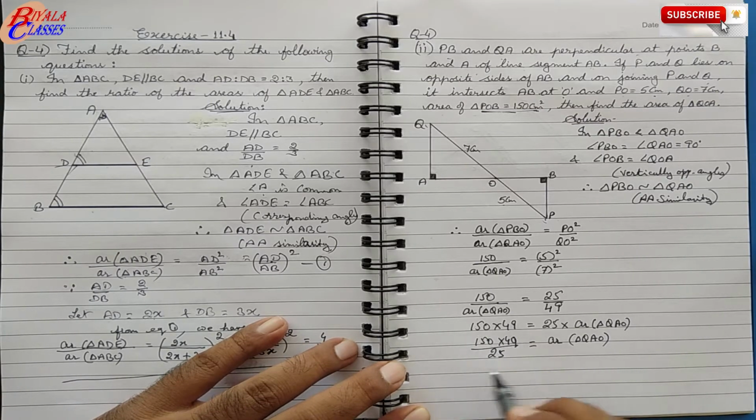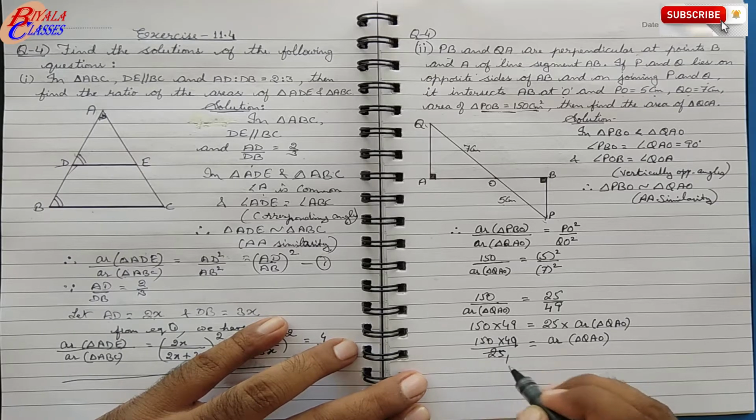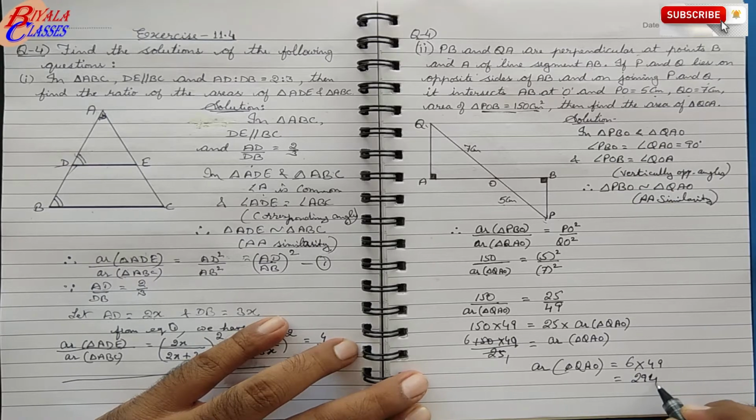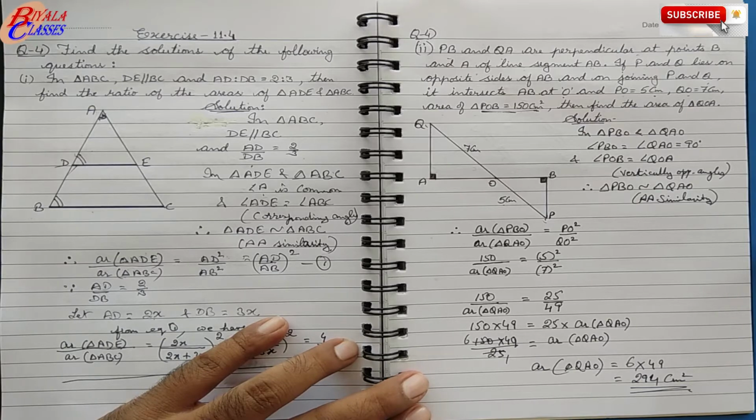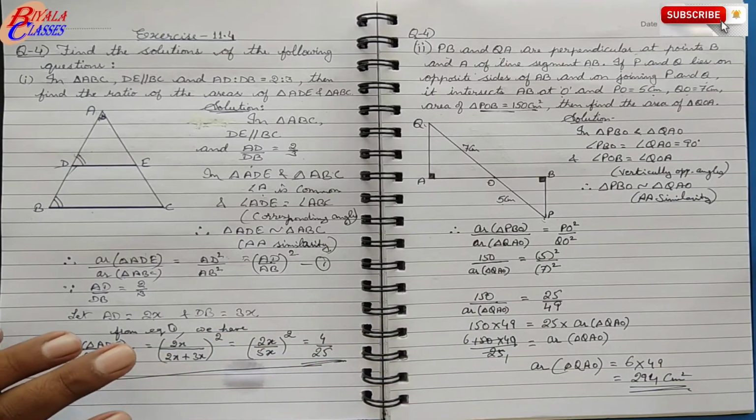So now this is what we have to simplify, and on simplifying it we will get the area of triangle QAO. So here 25 goes 1 time and 25 goes 6 times. So area of triangle QAO equals 6 multiply 49, that is 294 square centimeters. So this is the area of the triangle which we needed, that is triangle QOA, or you can write it as QAO.